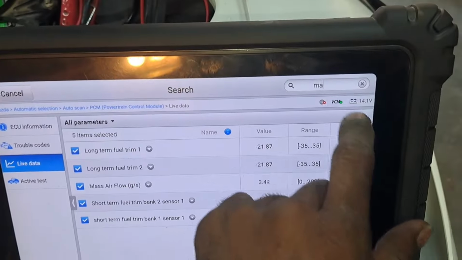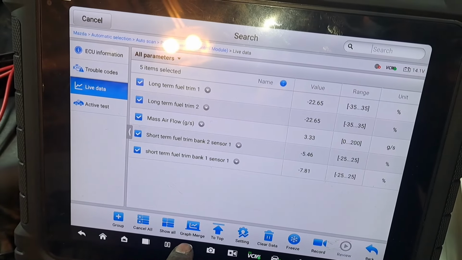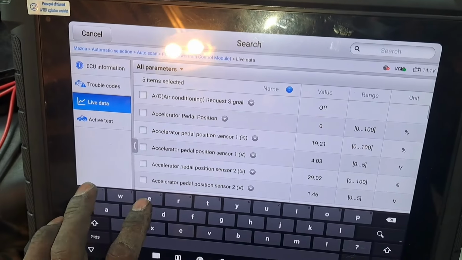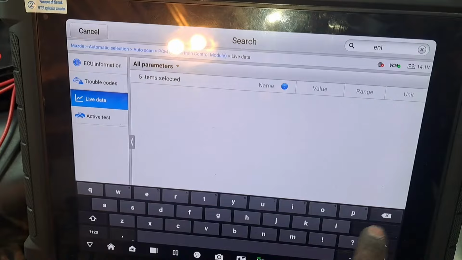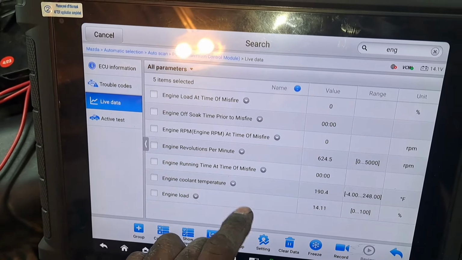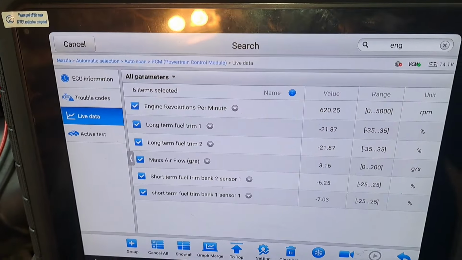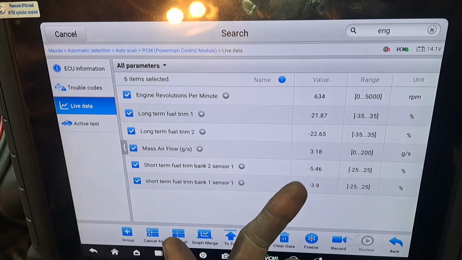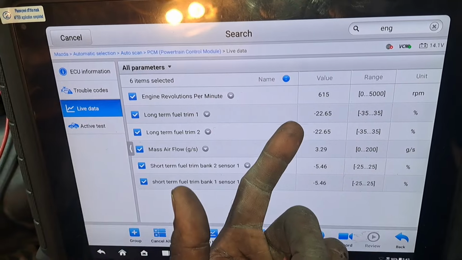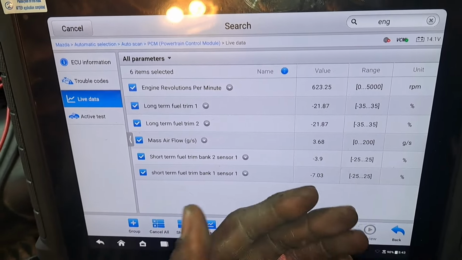As a matter of fact, let me show you the engine RPM, so you'll be able to compare your data with mine. Show all, engine speed. I can't spell engine right. Engine load, engine. There we go, RPM. Show selected. So this is our mass airflow reading. We're around 3.2 to 3.8 grams per second, around 600 and so RPM. But that's decent.